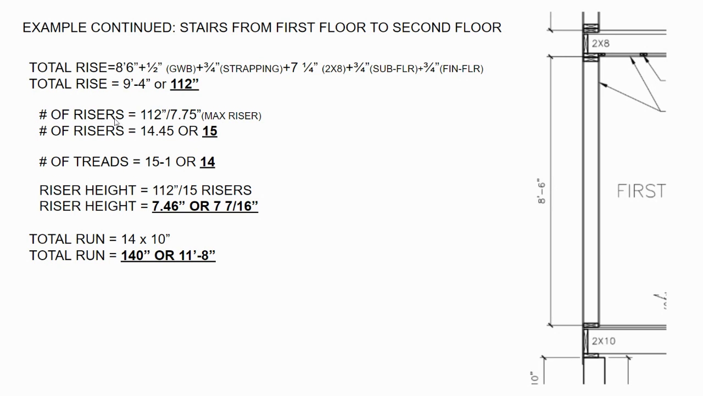Our number of risers can be determined by taking 112 inches divided by 7.75 inch max riser, and I get 14.45, so I have to round up to 15. So I have to have at least 15 risers to be in code compliance for this egress stairs. My number of treads is always one less, so I've got 15 risers, 14 treads, and my riser height will be 112 divided by 15, or 7 7/16. Total run would be 14 treads times 10 inches, or 140 inches, or 11 feet 8 inches. So I have all the information I need, and I've calculated everything I need for a set of stairs that will meet egress requirements.